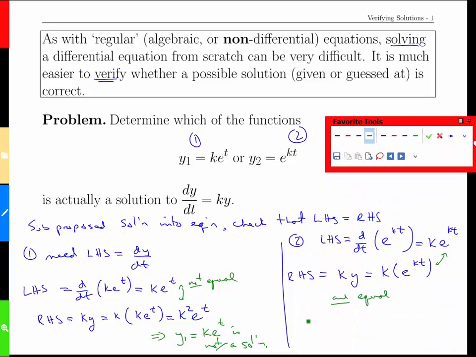And that means that y2, e to the kt, is a solution to the differential equation. So that's the compare and contrast. Again, someone's provided us the solutions, and we're simply verifying whether or not they're actually real solutions to the equations.